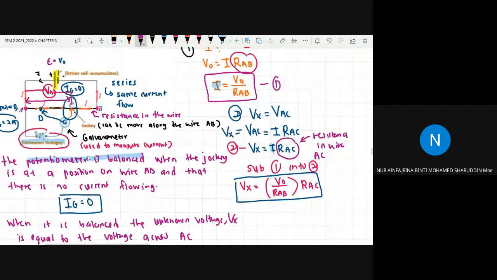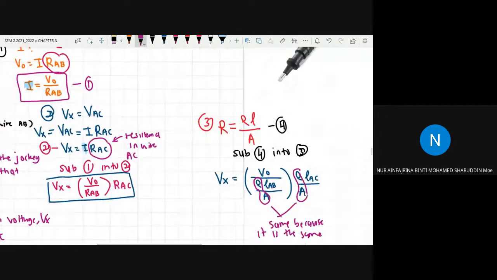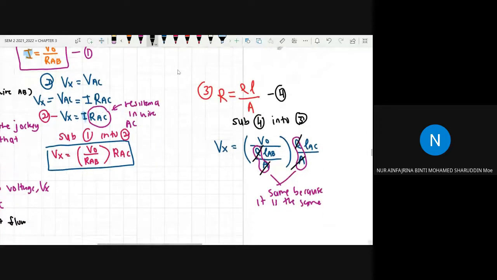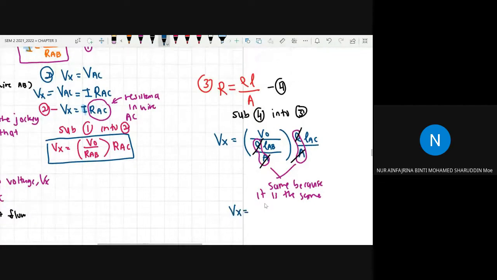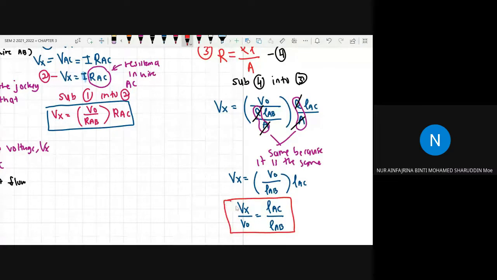Kalau length AB adalah daripada A sampai ke B. Kalau AC adalah daripada A sampai ke C. So, same because it is the same. Jadi, Miss boleh buat apa? Miss boleh potong. So, lepas Miss dah potong, Miss akan dapat this equation. So, Vx equals to V0 over length AB darab dengan length AC. So, from here, I'm going to rearrange this equation like this. So, Vx, Miss akan bawa V0 ke bawah equals to length AC bahagi dengan length AB. So this is the equation yang korang kena tahu yang kita akan guna dalam exam.